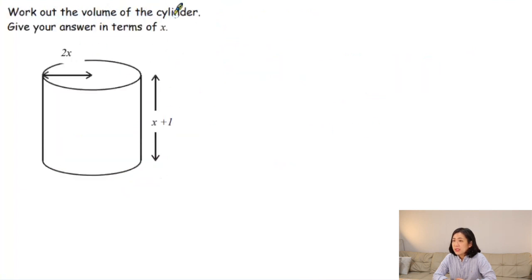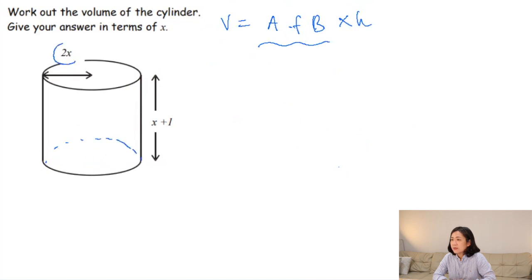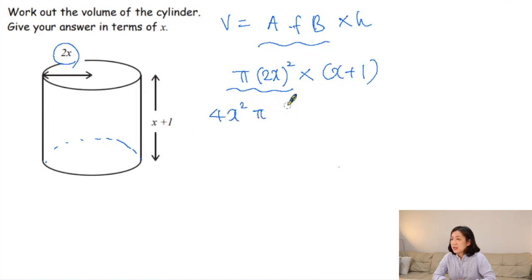Now have a look at this one. This one we need to find the expression of the volume, right? The formula for the volume of the cylinder is the area of the base times the height, and the area of the base, let me draw the circle here. We notice that the radius is 2x, right? So have a bracket, otherwise you might make a mistake. So now pi times (2x) squared times (x plus 1). Now let's simplify it. It's 4x squared pi times (x plus 1).